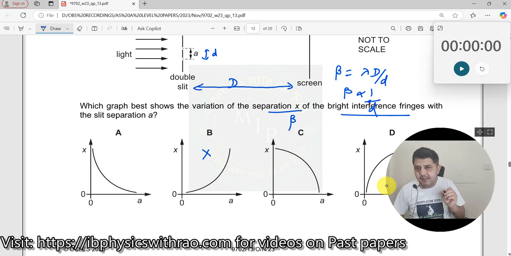Here, if you have a non-linear variation, then you should follow something like this over here. So A is the right option. Here also it's increasing, this also not correct, this also not correct. So therefore, A is the right option.